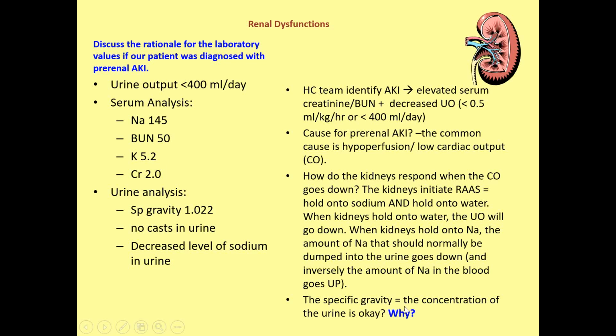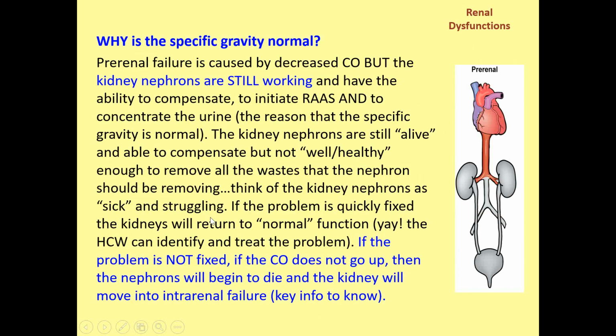Now the specific gravity, or the concentration of the urine, is okay. We see that it's on the high side, 1.022. So what's the story with this? What I want you to think of is that pre-renal failure is basically a stressor. The cardiac output has gone down, but the kidney nephrons are still working. The kidneys have an amazing capacity to tolerate a decreased cardiac output far better than, say, the brain, because you already know that as soon as the cardiac output goes down, the brain gets a little fuzzy, the patient gets a little confused.